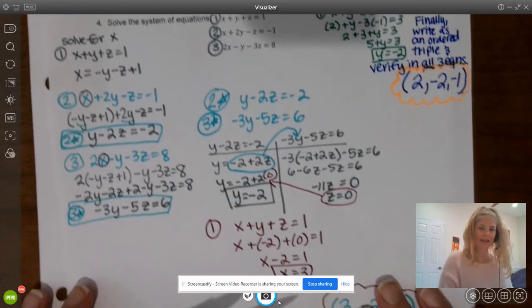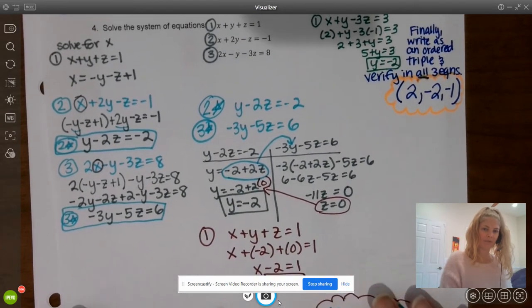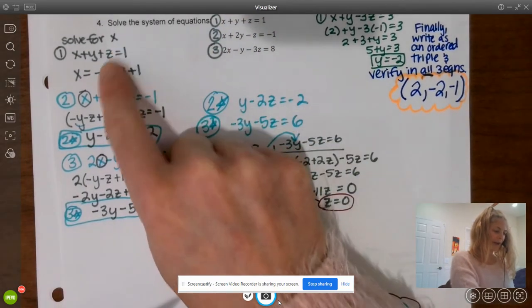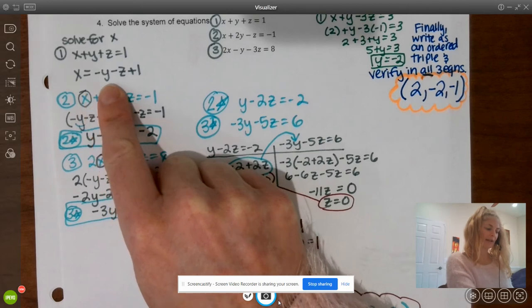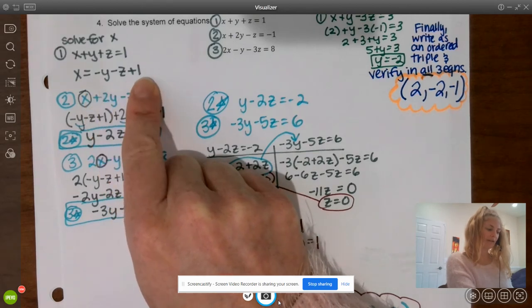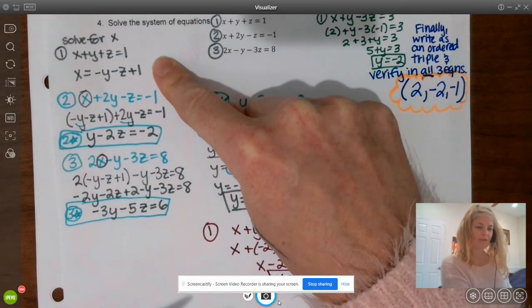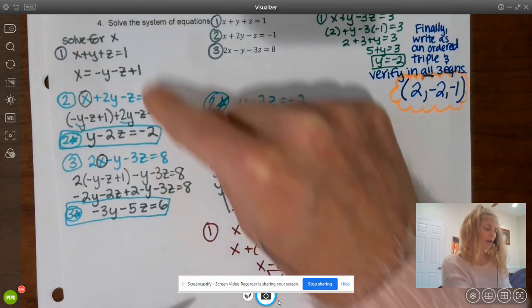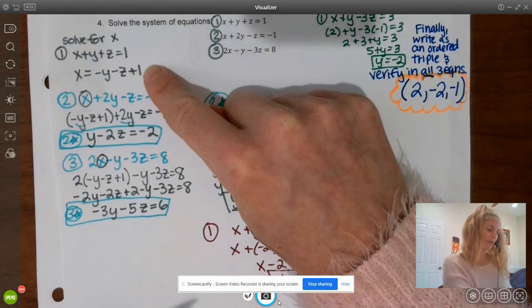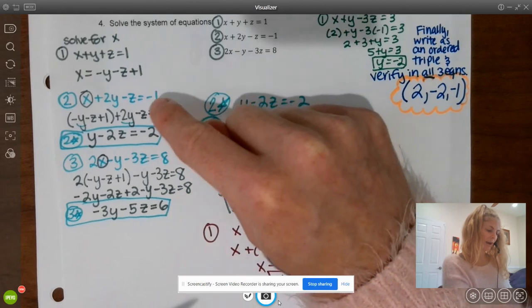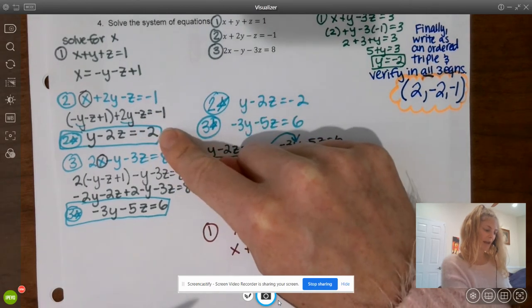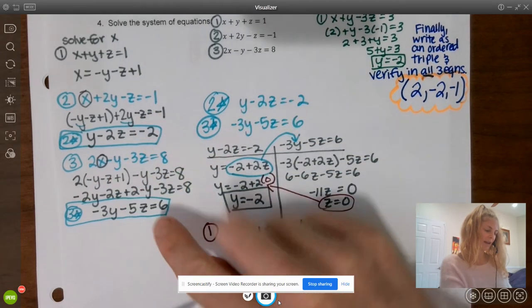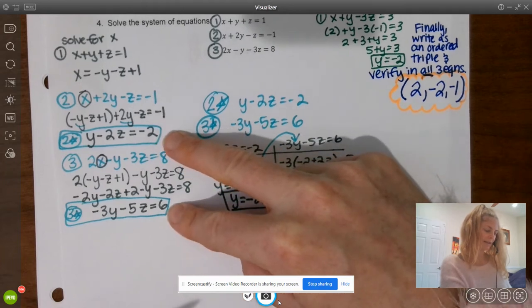So I decided when solving this problem to solve for x in equation 1. So I had x equals -y minus z plus 1. And then the two equations I haven't used yet were 2 and 3. So I substituted that value of x for x in equation 2 and x in equation 3, and I simplified to write these with the y's and the z's and the constant terms lined up.